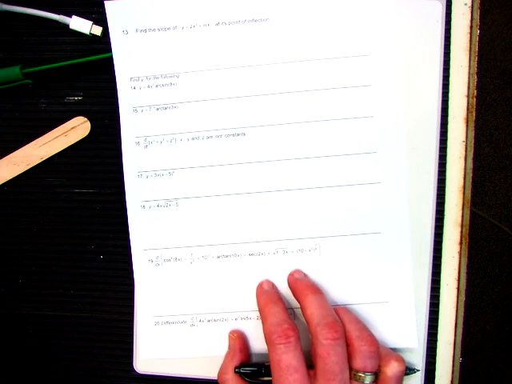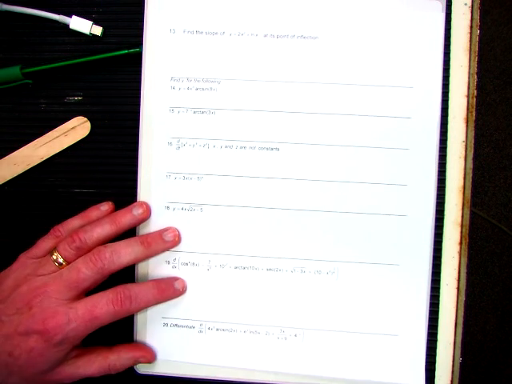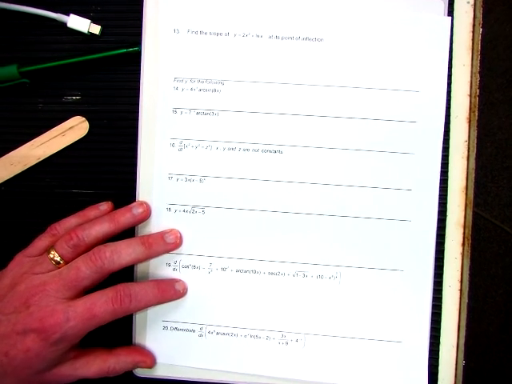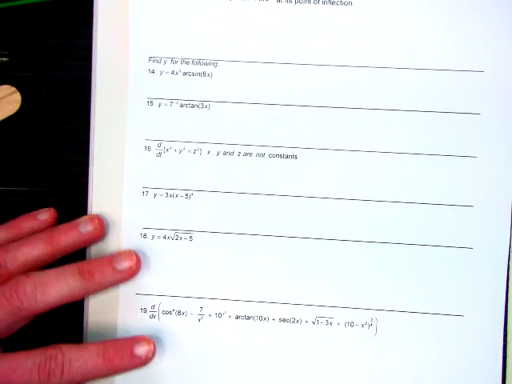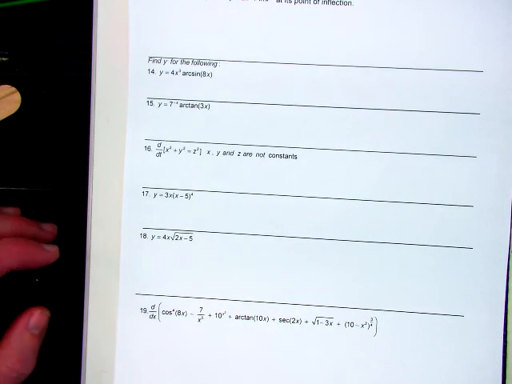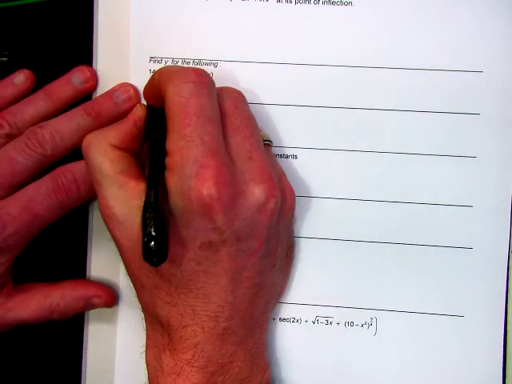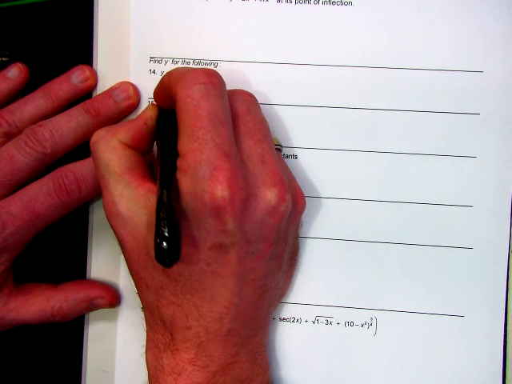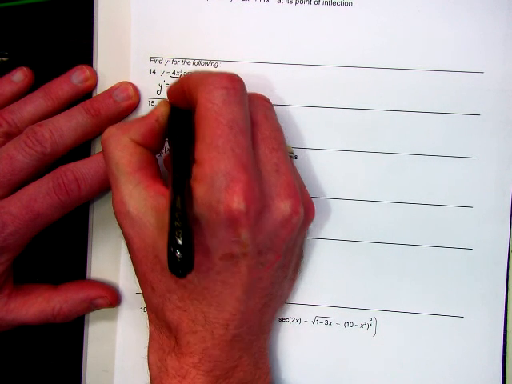Okay, here we go. All right, I'm going to do the 4 problems that I promised I would do. First one we're going to do is 14. We're going to differentiate this, and this is a product rule. So we're going to make sure we label it as y prime. And so here are our 2 functions.